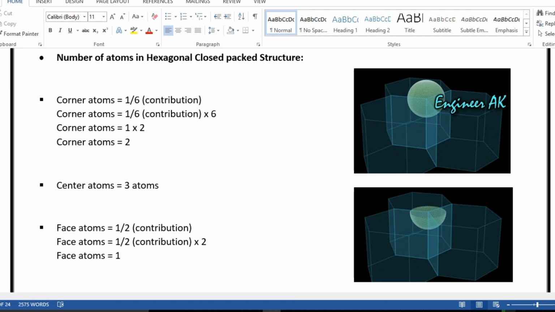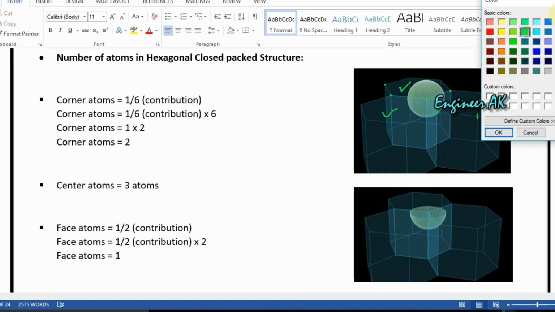So if we see here, there are 3 structures. One is this one, one is this one, and one is this one. And this is an atom, right? These are the corners, right? So we are discussing the atom at the corner, right?